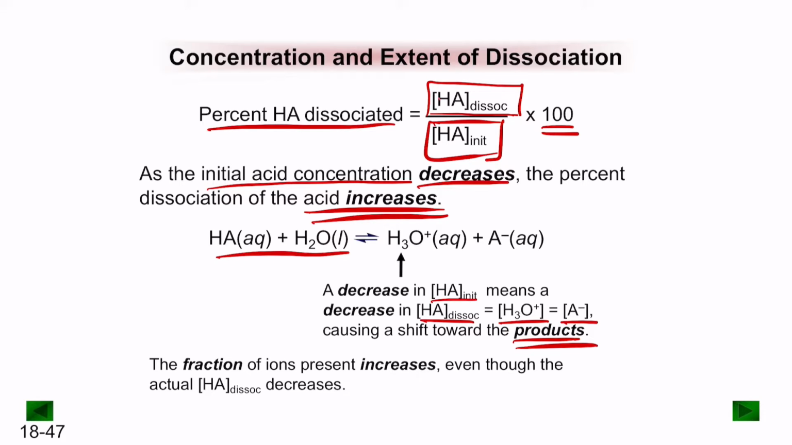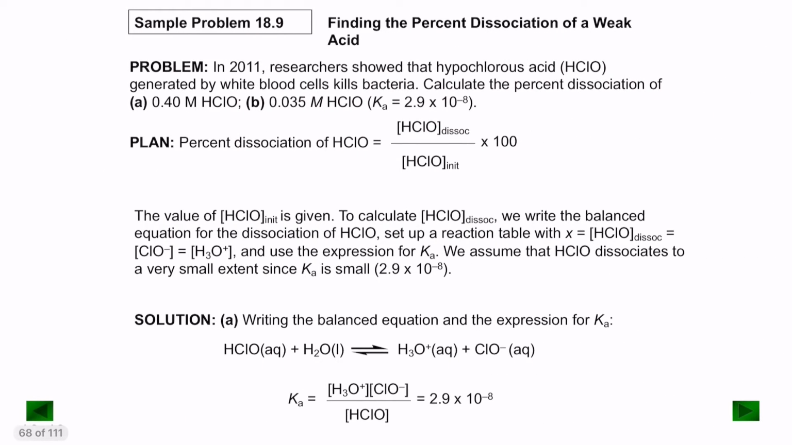The main reason is that H3O plus and A minus are both weak, which means the products will be favored, so they always go towards the weaker side. So the fraction of ions present increases even though the actual dissociation decreases.